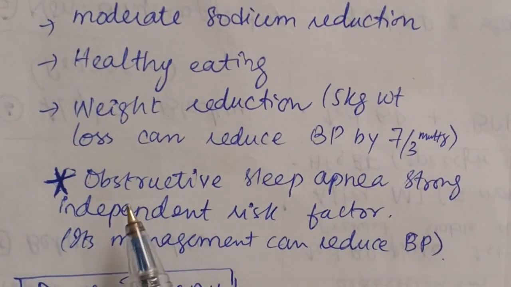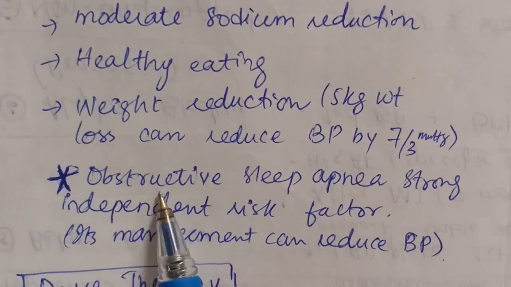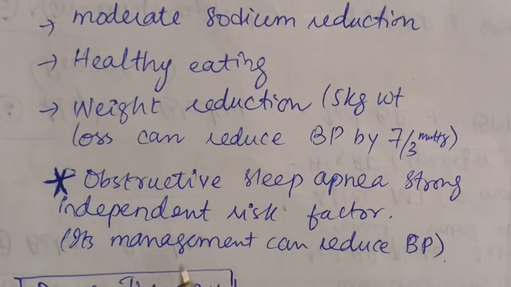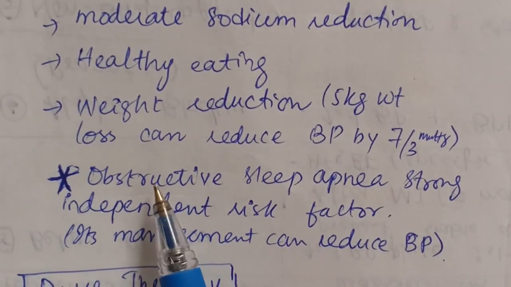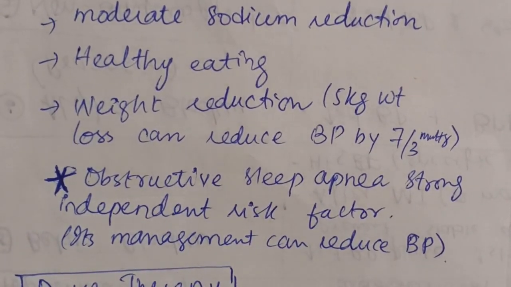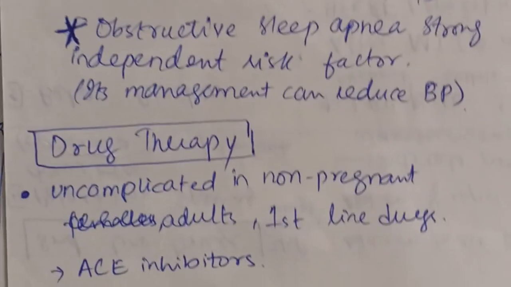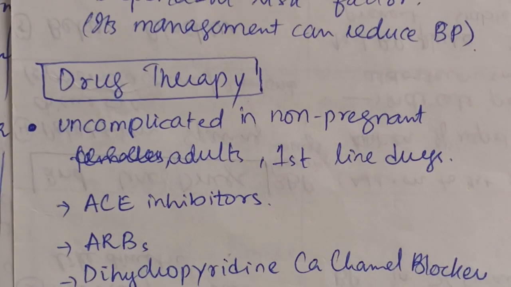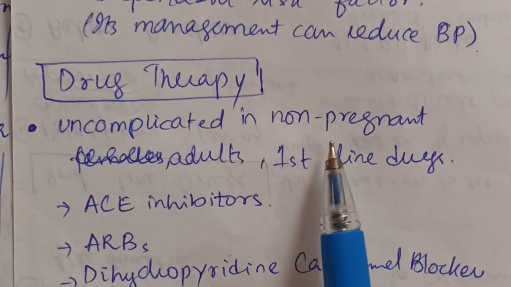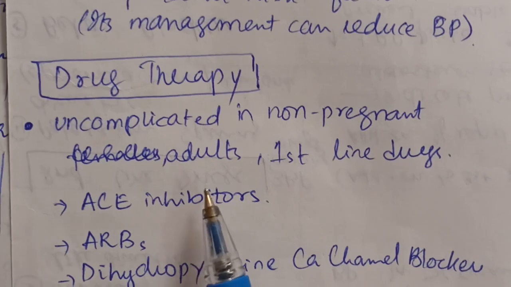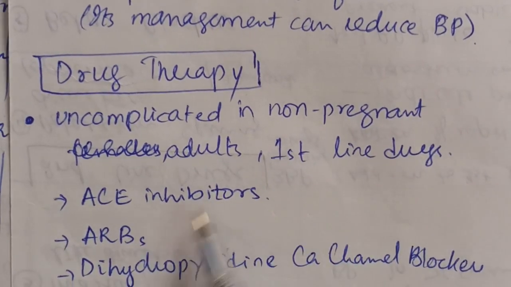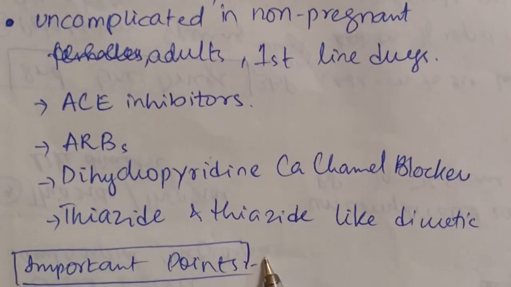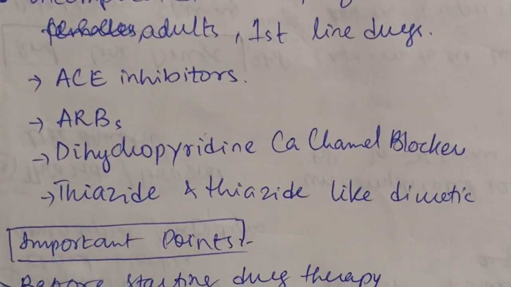Then another risk factor is obstructive sleep apnea, which is a strong independent risk factor, and the management of this condition can reduce the BP. Then we have the drug therapy. So if the patient has uncomplicated hypertension, in non-pregnant adults, the first line drugs are ACE inhibitors, ARBs, dihydropyridine calcium channel blockers, thiazide or thiazide-like diuretics.